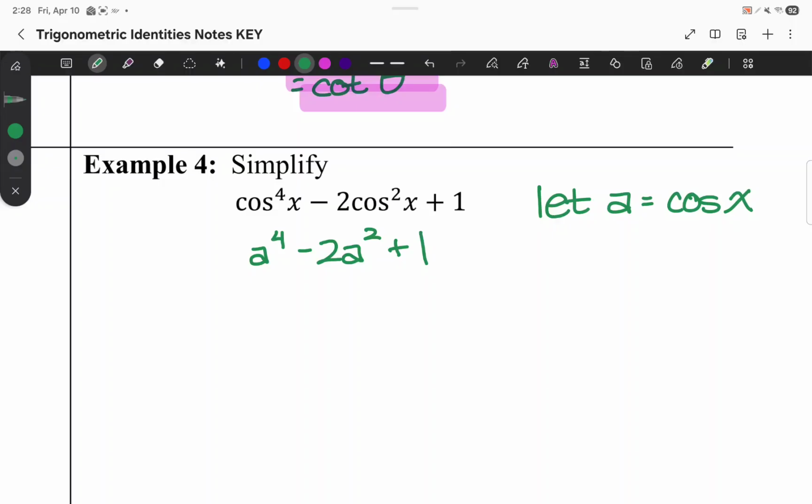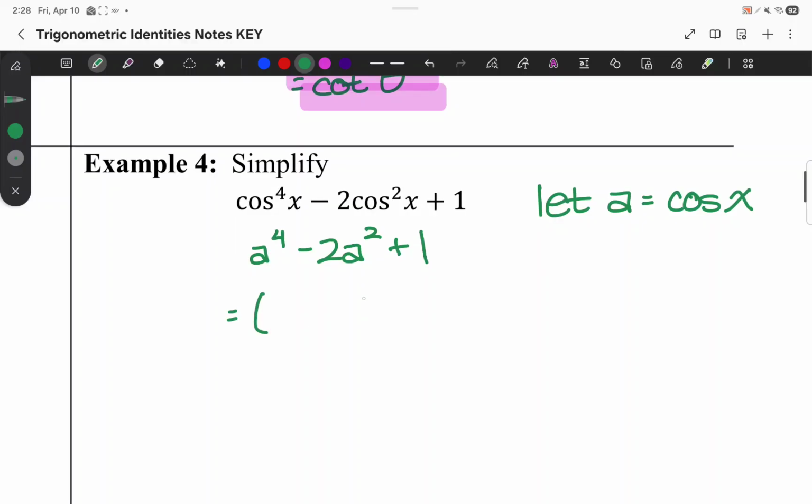So this one is not a difference of squares because it has 3 terms, but I could still factor it. If my first term is A to the power of 4, what's my first term in the binomials? It's probably going to be A squared times A squared, right? My last term is 1, so what 2 numbers multiply to 1? It must be 1, 1, or it could be negative 1, negative 1. Do you notice this middle term has a negative? So it must be A squared minus 1 times A squared minus 1.